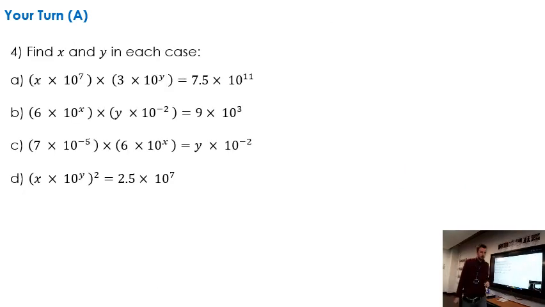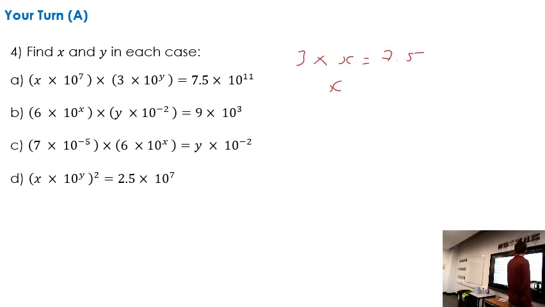Okay, so let's have a little play with this. We want to find what x is. Okay, so we know that 3 times x is equal to 7.5. So x is equal to 2.5. Okay, so that looks fine. So here x is between 1 and 10.